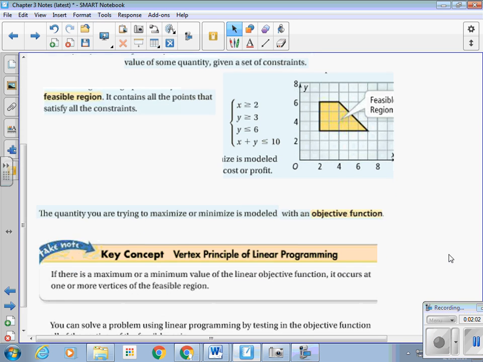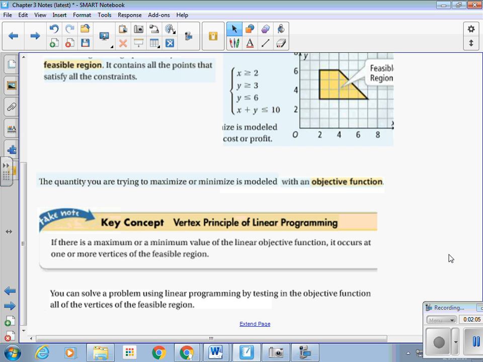All right, one more little snippet of information for you guys to write down. The quantity you are trying to maximize or minimize is modeled with an objective function. So we're going to take our feasible region, look at what lives inside or makes up our feasible region, and put that in and find what maximizes or minimizes our objective function. So like profit or population.